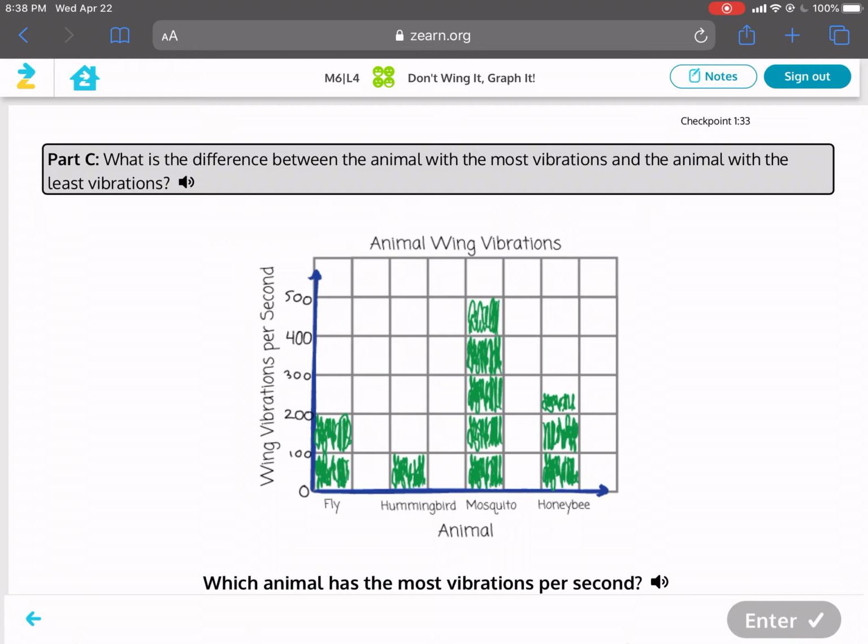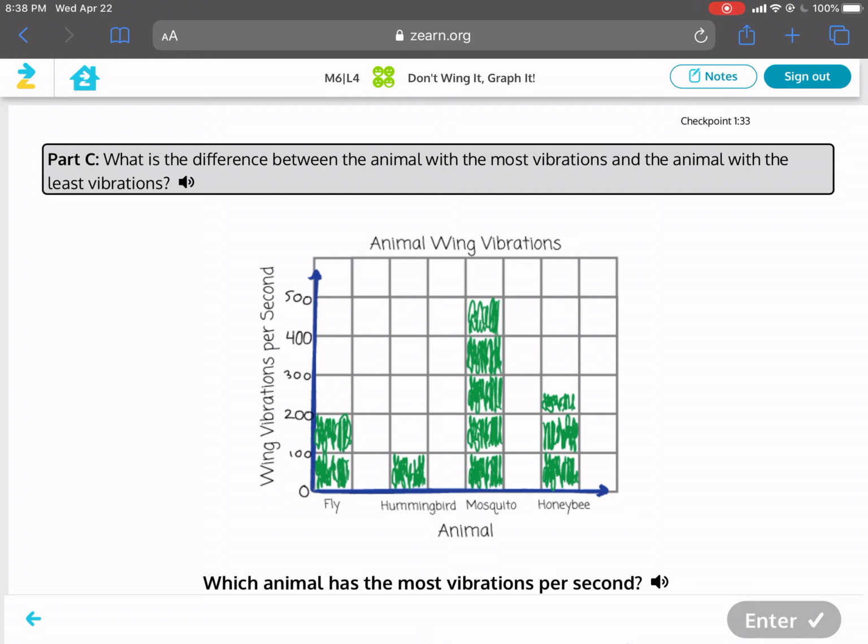All right, Part C. So Part A was figuring out how many wing vibrations the fly had per second. The second part of this problem, B, was to create a bar graph. And now we're to Part C. So this is 3 parts to the same question. Part C. What is the difference between the animal with the most vibrations and the animal with the least vibrations?